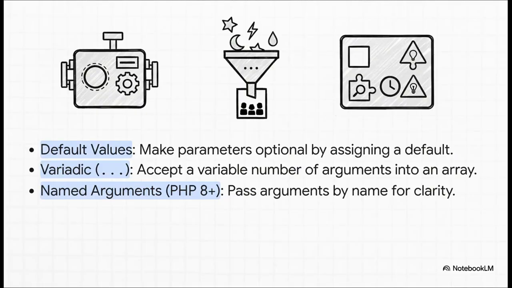And modern PHP has some really nice features to make your functions even more flexible. You can give parameters default values, which makes them optional. You can use those 3 little dots, we call it the splat operator, to create a variadic function that can take in any number of arguments. And since PHP 8, we have named arguments, which makes your code so much more readable and lets you skip optional parameters without any fuss. It's awesome.